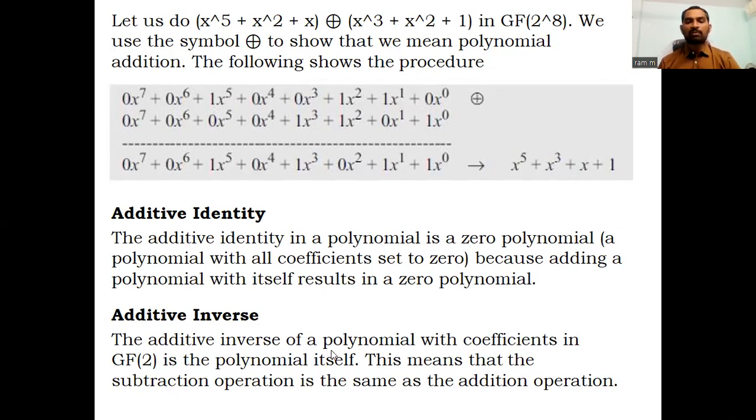Additive inverse: the additive inverse of a polynomial with coefficients in GF(2) is the polynomial itself, so it will return the zero. Why? Because here addition is XOR. What is the property of XOR? If you apply XOR between two same values, the output will be zero. So we are considering the zero polynomial as the additive identity, and every polynomial will be its own additive inverse.